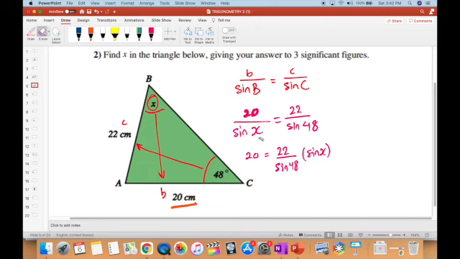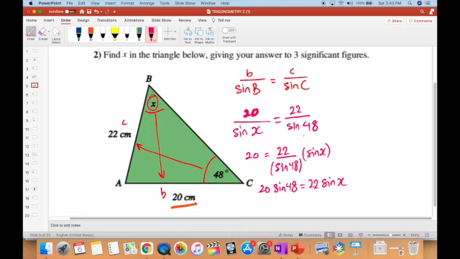Because remember, in algebra, if you divide it and you fling it across, it becomes a multiply, right? You get what I'm saying? So in this case, I'll take this one now and I'll fling it across, because I have a divide here. So when I fling it across, it'll become 20 multiplied by the sine of 48. And that is equal to this 22 multiplied by the sine of x. You understand that now?